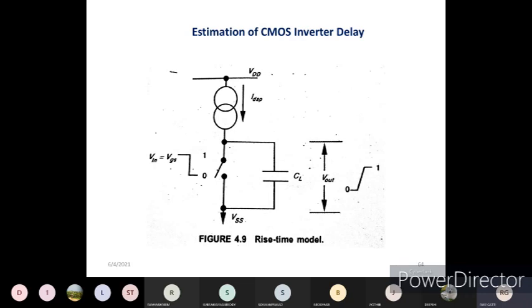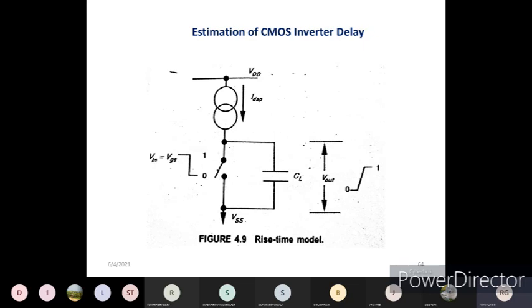Okay, so the next one is how we are going to encounter the rise time estimation and the fall time estimation. It is necessary for us to describe the delay estimations of the CMOS inverters by charging and discharging the capacitive load. So CL is nothing but the capacitive load you can see in the diagram. So it is necessary for us to know the charging and discharging of the capacitive load.